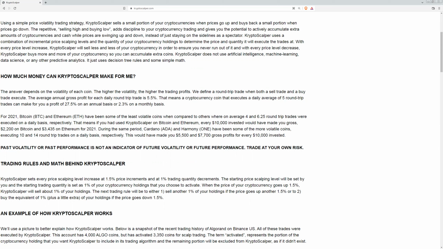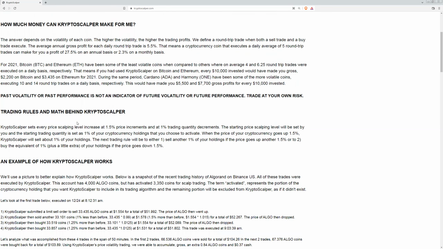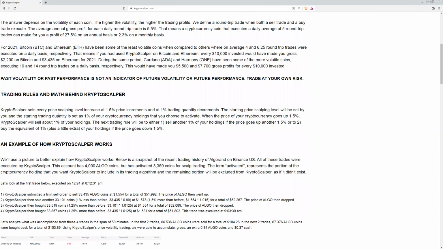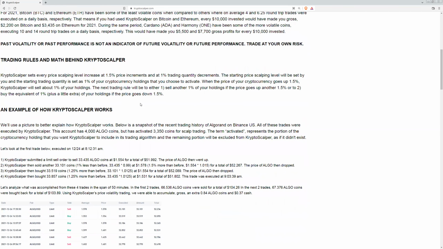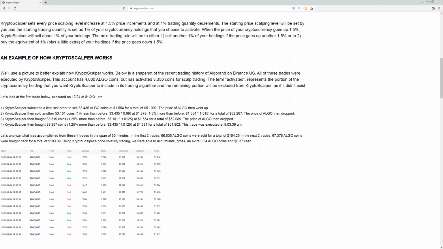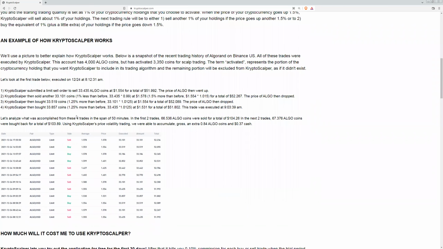If you had Cardano or Harmony, which were some of the more volatile coins in 2021, you could have made $5,500 on Cardano for every $10,000 you had invested in there, and $7,700 on Harmony. Again, these profits reflect the back and forth volatility trading. On this website, it goes over some of the rules and the math behind KryptoScalper. Feel free to read into it and understand how it works, but I'm going to go into an example and show you how exactly KryptoScalper works and what you can expect when running it.